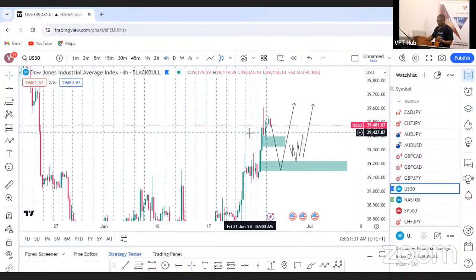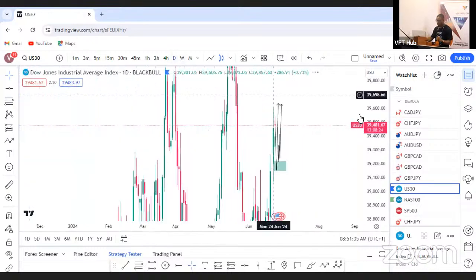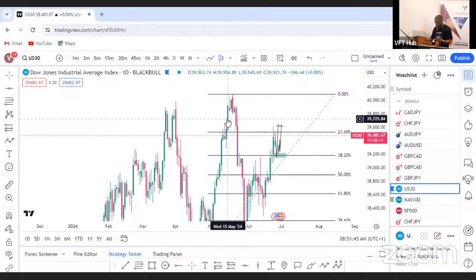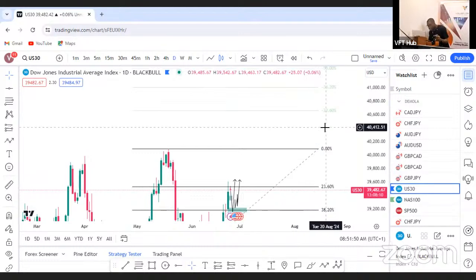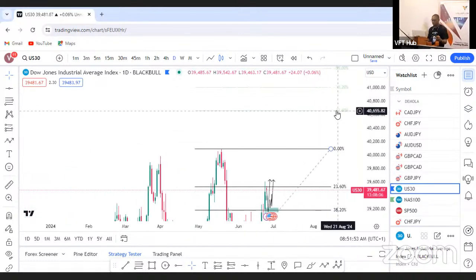So this is what I'll be looking for on US30. And where am I buying to? I'm buying all the way until we see price get to this place, clearing the old high, that's the 0.00 fib level, and probably a Fibonacci extension of minus 23.6. Yes, somewhere around here. That would be a more ambitious TP.